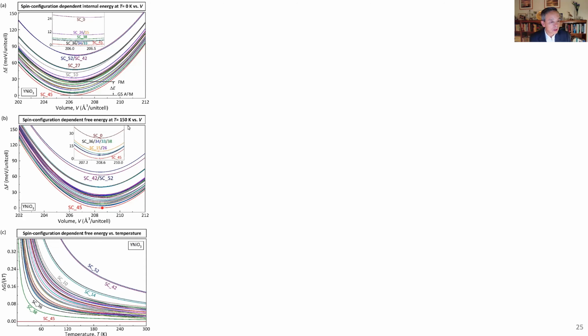For example, we plot at 150 Kelvin. We can plot the energy. The 45, the ground state, is still the lowest energy. Then we do the ambient pressure, or the Gibbs energy difference as a function of temperature. We see the ground state is always stable, but the difference between the different configurations becomes much smaller because it develops a kBT.